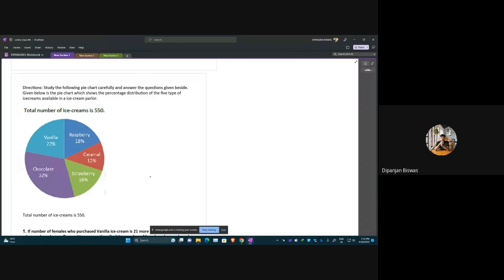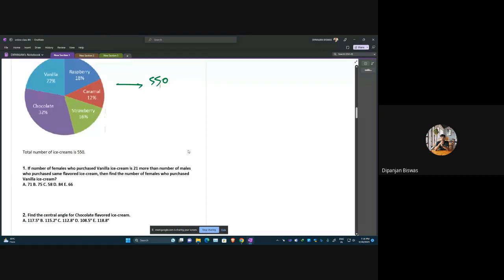Okay. So again, we have a pie chart. Just go through the question. So ice cream parlor sells basically 5 type of ice creams and total number of ice creams. So summation of data is again given as I have discussed earlier. So the summation of the whole data will be given. And it is divided on the basis of percentage. Okay. So the total data is 550.